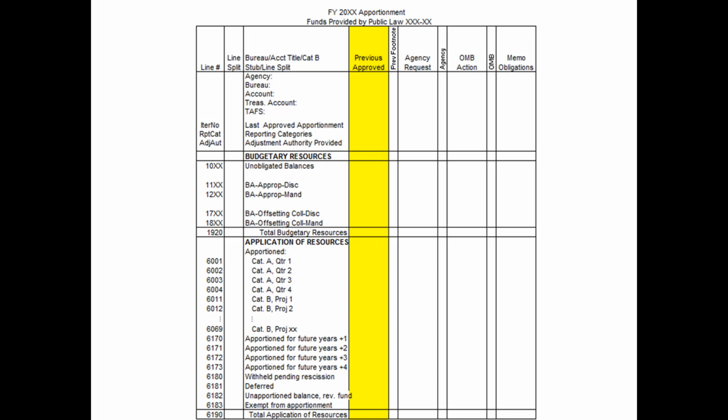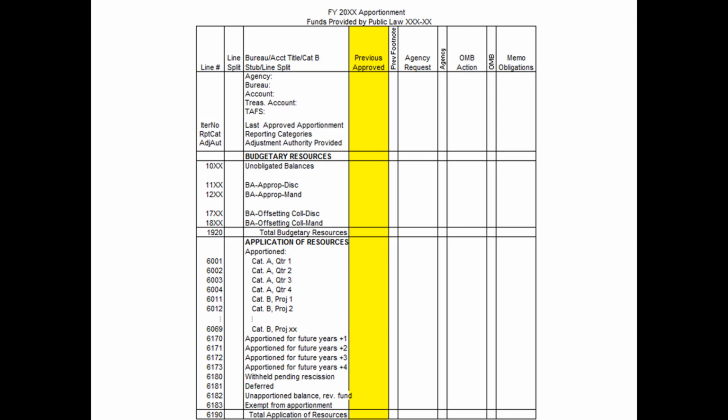This column is used to reflect amounts previously apportioned. Of course, it should be obvious that there would only be an entry in this column if there had been a previously approved apportionment in the same fiscal year. Data from a previous apportionment in a previous fiscal year would never appear in this column. That means that for initial apportionments, that is the first time you do an apportionment for a fiscal year, there will be nothing in this column.